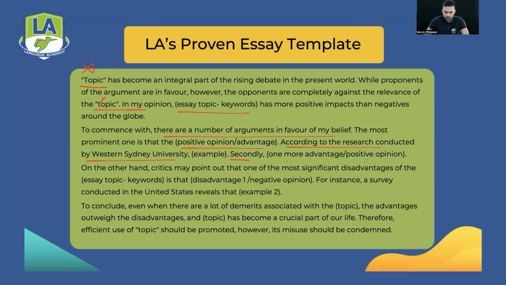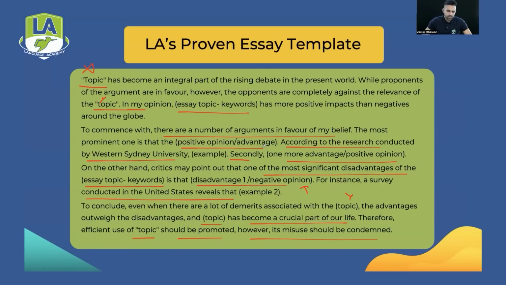Secondly, write one more advantage. I'll give you an example as well. On the other hand, critics may point out that one of the most significant disadvantages of the essay topic is, write one disadvantage. For instance, a survey conducted in the United States reveals that more than 80% of the participants were against the topic, whatever it is. To conclude, even when there are a lot of demerits associated with the topic, the advantages outweigh the disadvantages, and the topic has become a crucial part of our life. Therefore, the efficient use of the topic should be promoted, however, its misuse should be condemned.